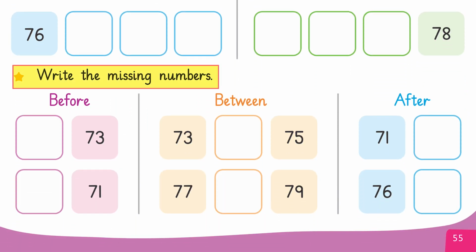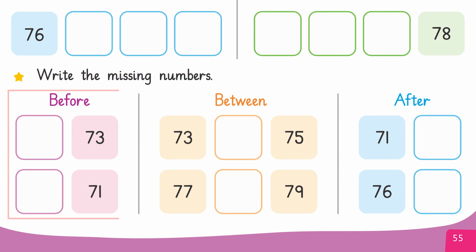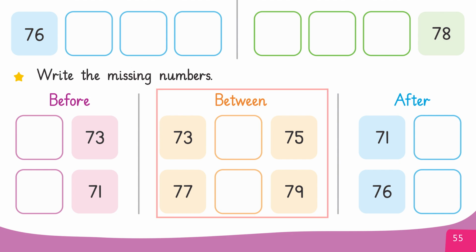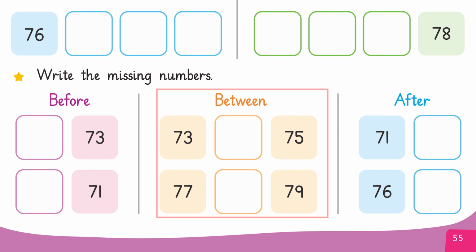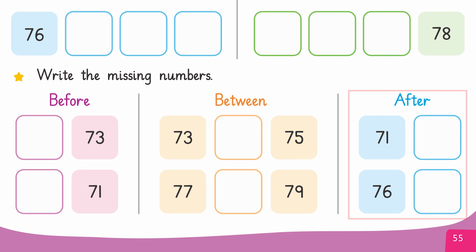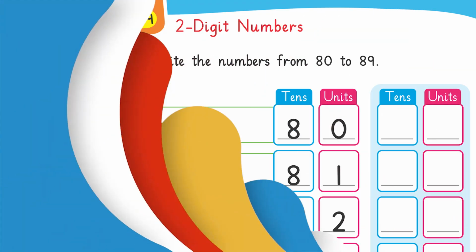Again, you have to write the missing numbers. So here we have two numbers, 73 and 71. You have to write what comes before these numbers. Then we have two pairs of numbers, 73 and 75. You are supposed to write what comes in between these numbers. And you have to write what comes after 71 and 76. Let's move to the next page.